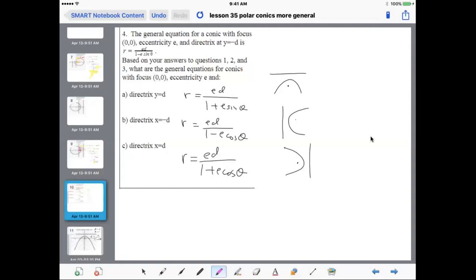Here are the other 3 scenarios now. And an easy way to remember it is, up, down, it's going to be sine. Left, right, it's going to be cosine. And as far as the plus and minus goes, if it's y equals plus something, or x equals plus something, there's going to end up being a plus in this spot here. And if it's y equals minus something, so it's under the x-axis and it's horizontal, or x equals minus something because it's to the left, it's going to have a minus there.